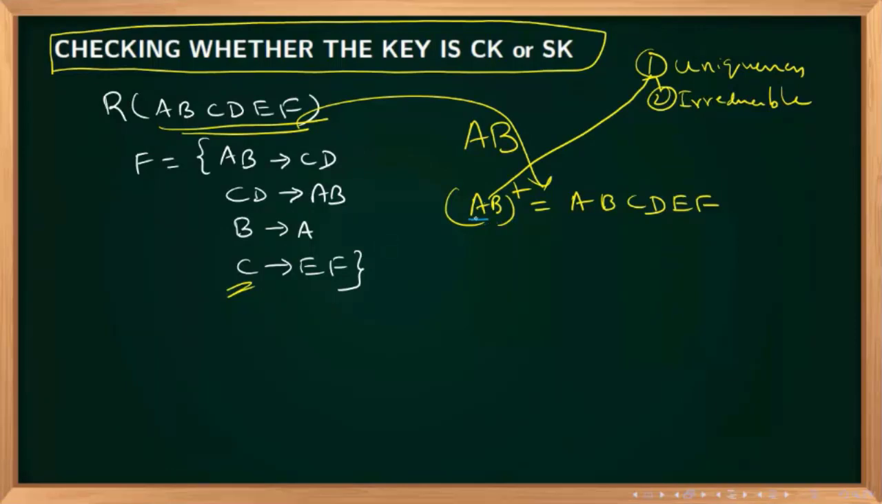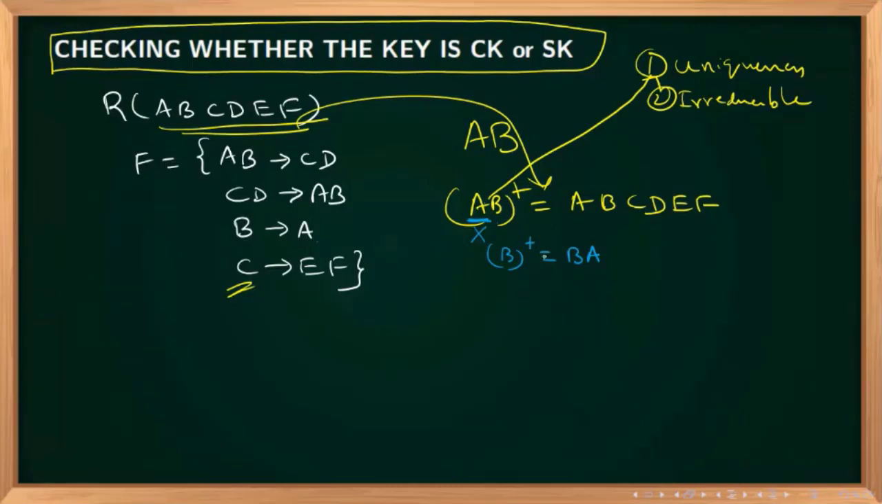Another way, you see, is substitution. The first method I told: assume that A is removed, take B closure. Are you getting everything? B gives A, B gives A, so does A give anything else? No.